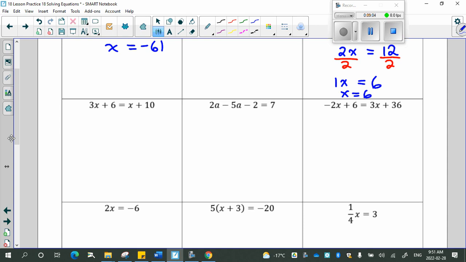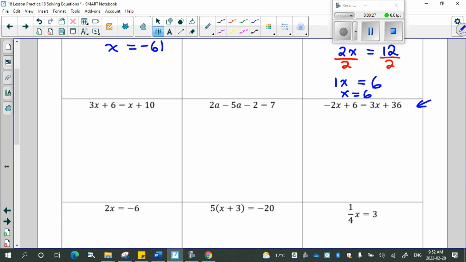Negative 2x plus 6 equals 3x plus 36. So we're focusing on this one. So to get x by itself, it has to be on one side only. Okay? To start getting x by itself, it has to be on one side only.